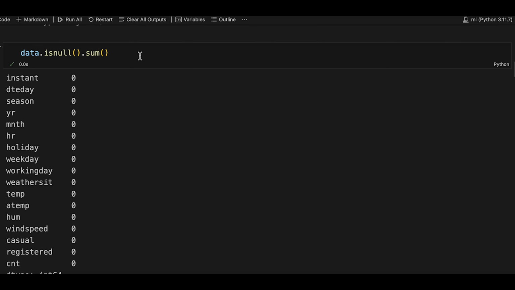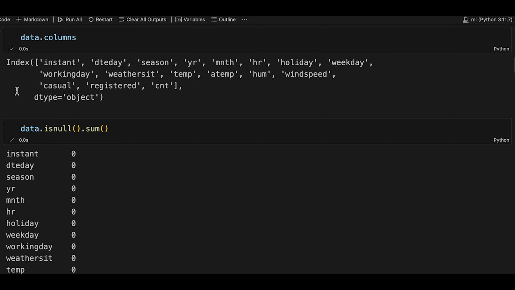data.isnull().sum, it will be better because it will give us the exact number of missing values in each of these columns. By seeing this, we can clearly understand that there are no missing values, so there is no point in handling missing values. Skip that pre-processing step, and these are the columns that are available with us.